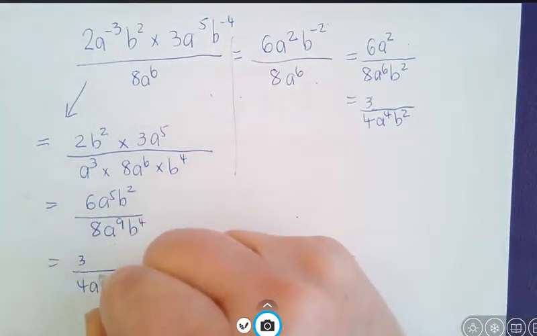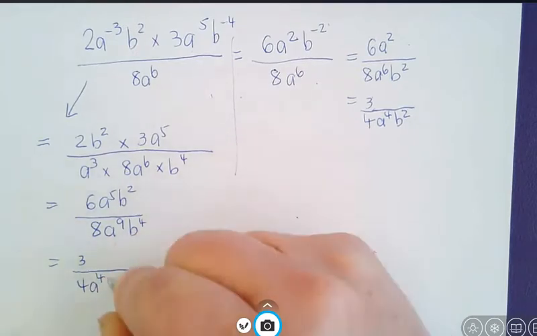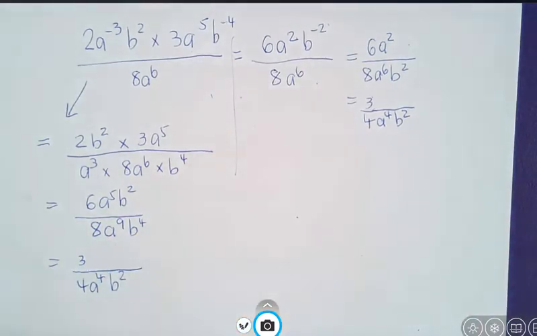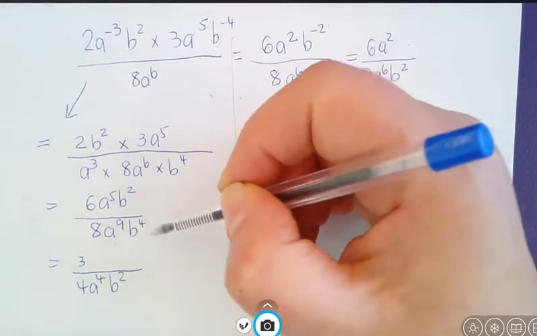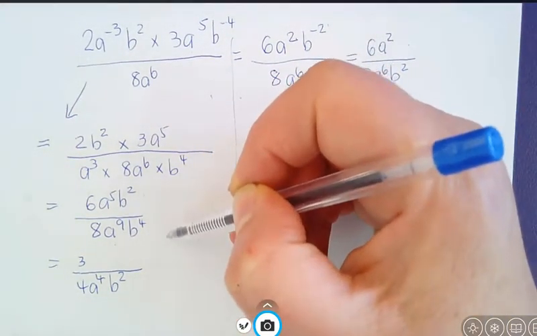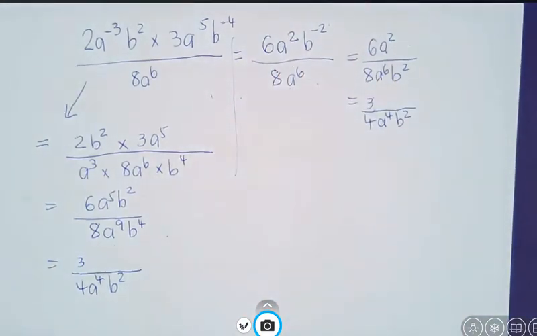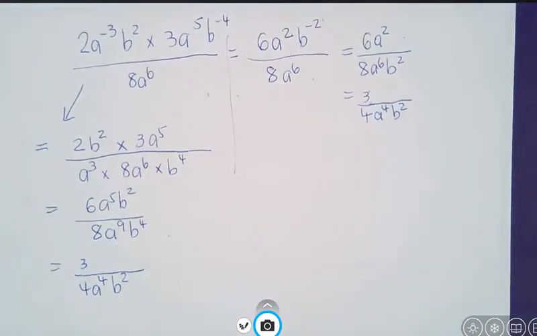I've got an extra 4 A's on the bottom and an extra 2 B's on the bottom, B squared. Just remember that's B times B. This is B times B times B times B. And 2 B's from the numerator and the denominator cancel out. So 2 ways to do that.